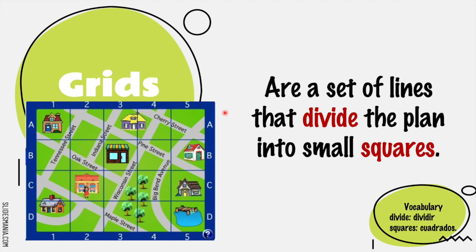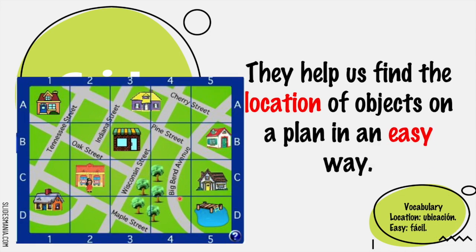What you are going to learn is that to this plan, we are going to add a set of lines that will divide it into small squares. So to this plan, we are going to add lines that create little squares. But why? Why are we going to do that? They will help us to find the location of different objects in an easy way. That is why we use grids. It helps us to find objects easily.